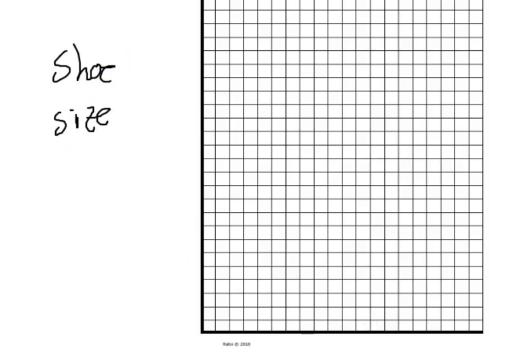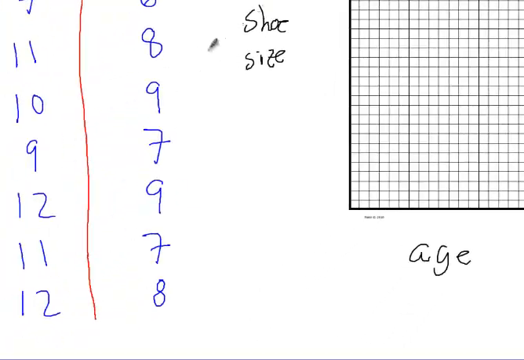Once we decide which is our x and y variable, we must also label our axes. Since our age starts at 7, and that's the youngest one we have for our data, I'm going to start here with a 7 and then just count by ones. So it's 7, 8, 9, 10, 11, 12, and 13. And then shoe size, coincidentally, I'm also going to start at 7. So it'll be 7, 8, 9, 10, 11, and 12.